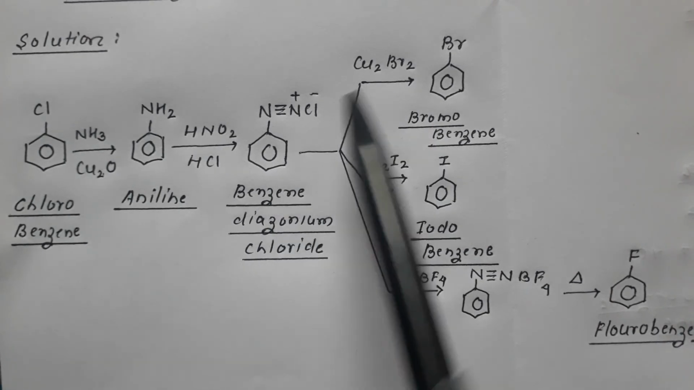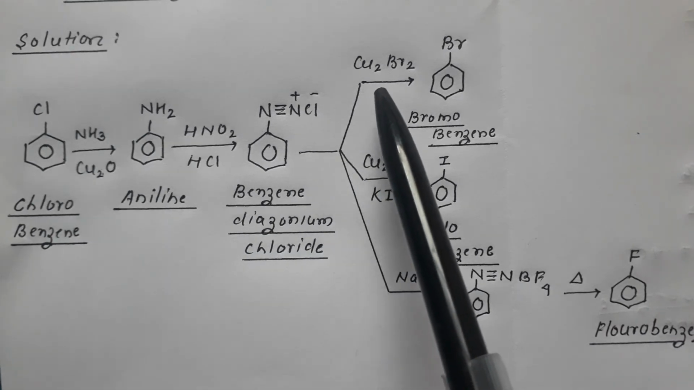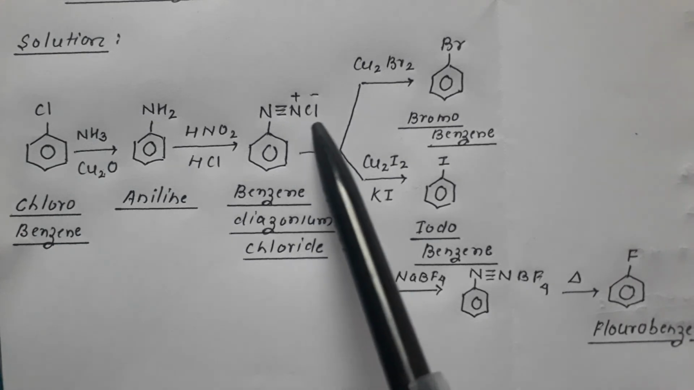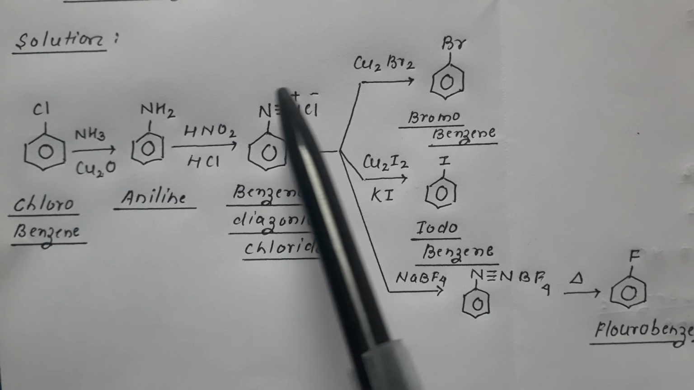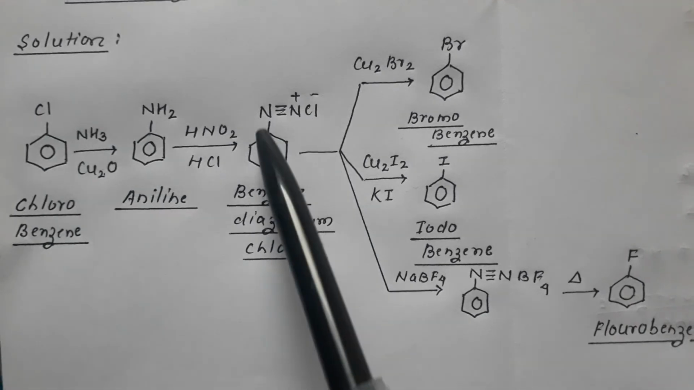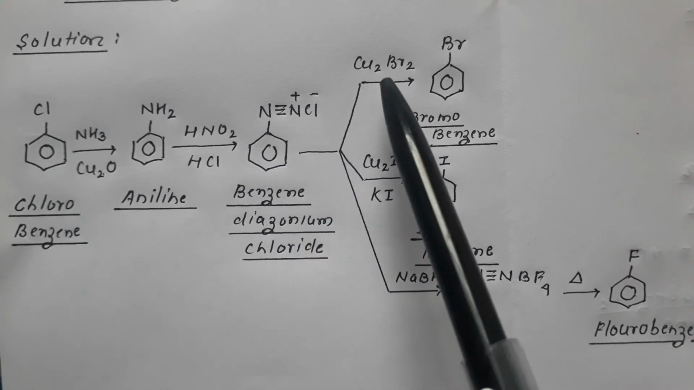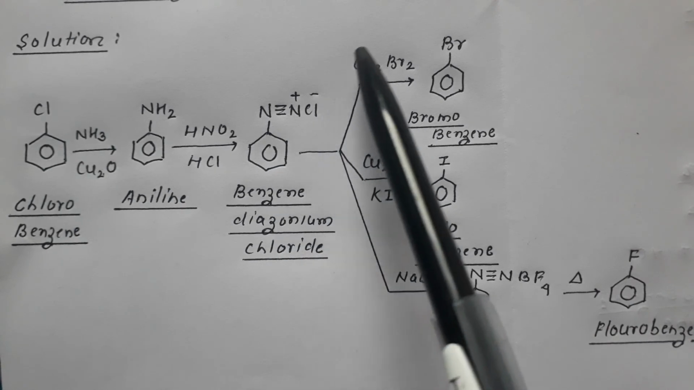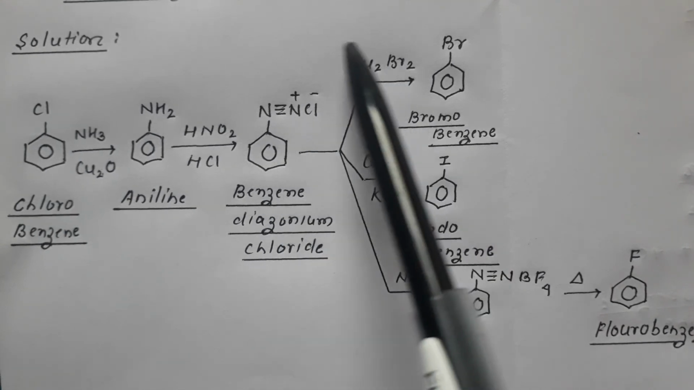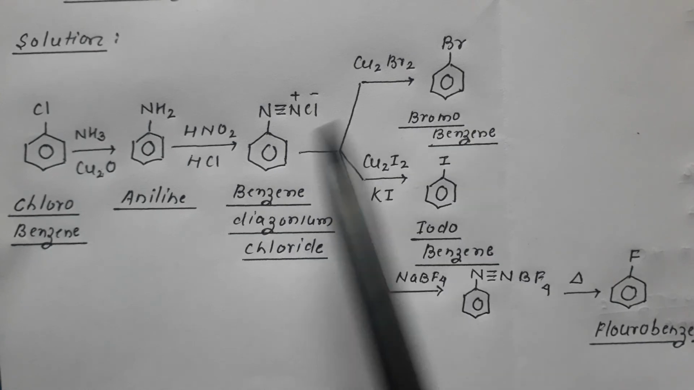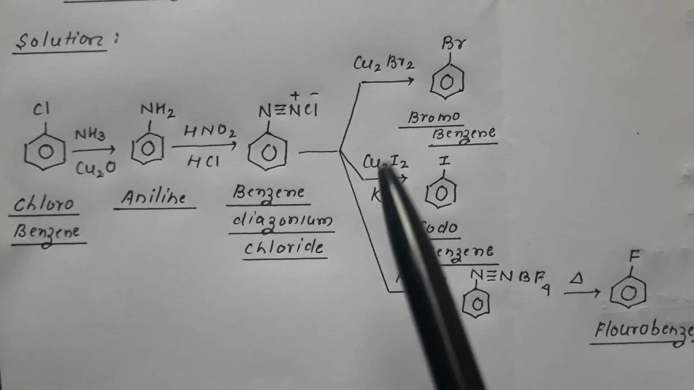it reacts in the ratio 2:1. 2 molecules of benzene diazonium chloride will react with 1 molecule of cuprous bromide. 2Cl, 2Cu, Cu2Cl2 get removed. This N2 goes off in the form of nitrogen gas, and this Br comes on the ring, resulting in formation of bromobenzene. So benzene diazonium chloride is converted into bromobenzene by using cuprous bromide.